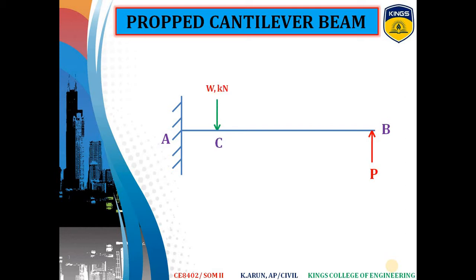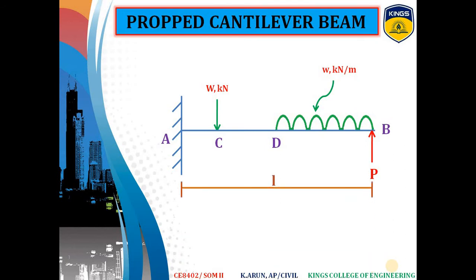The beam can have various loading types like point load, UDL, or even UVL. L is the entire length of the beam, and we can see the spacing of loadings in this diagram. If the point load is spaced eccentrically, then A is the distance of the load from the fixed end.